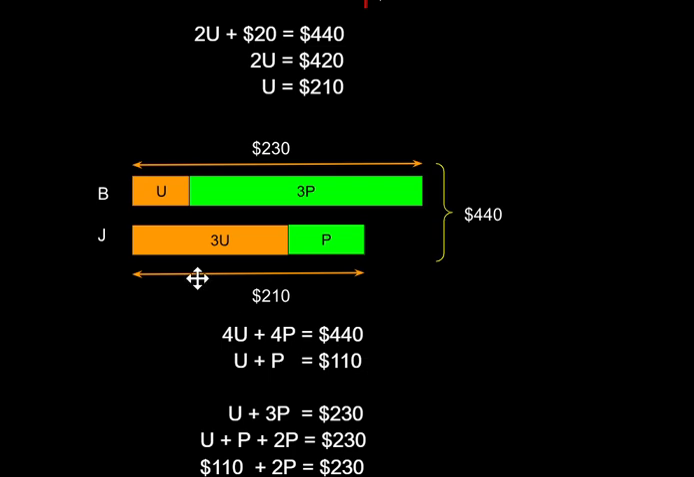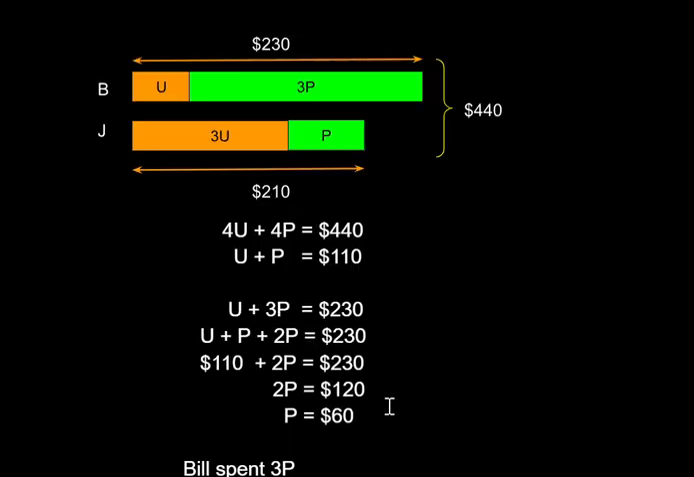Next, I take this line and say that u plus 3p is equal to 230. Now u plus 3p is as good as u plus p plus 2p, so the 3p I can split into p plus 2p, which is equal to 230. And we know that u plus p is 110, so we put here 110, and 2p is 120. So 2p will be 120 and p is $60.